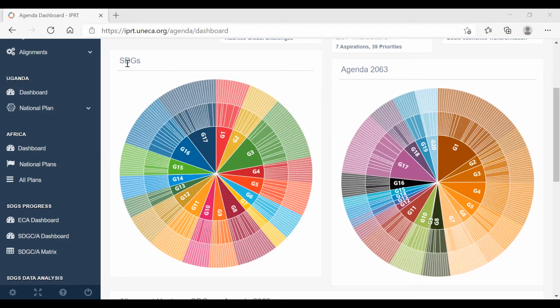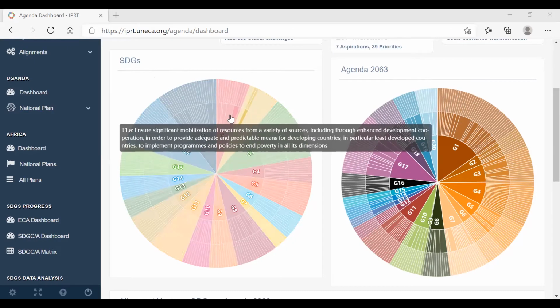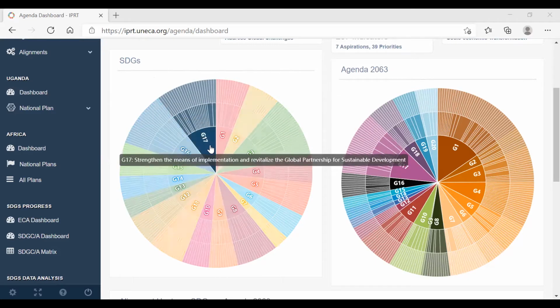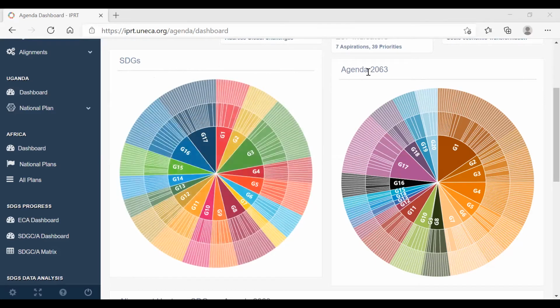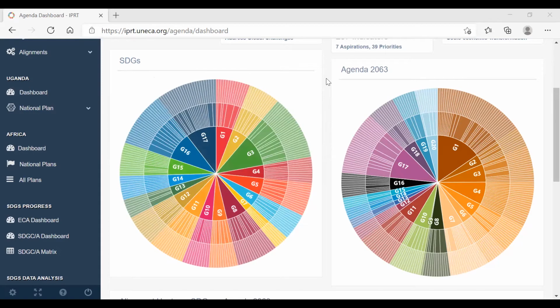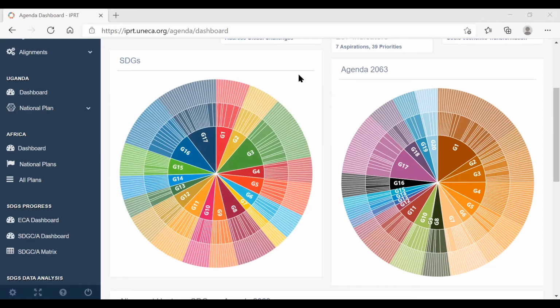Now, if you look at SDGs, we have three circles, one small circle, another medium circle in the middle, and the outer one is the big circle. So three circles with a common center. Now the inner one, the small circle, shows you the goals of SDGs. We have 17 goals. And the second, the medium-sized circle, is the targets. We have 169 targets. The bigger circle shows the indicators, 244 indicators.